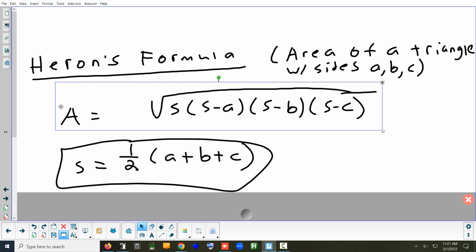Now, the proof of this formula comes from law of cosines. That would be the connection with what we just did. We're not going to go through the proof. This formula automatically finds the angle for you. It's kind of hidden in the formula the way it does it, and figures out the area of the triangle.